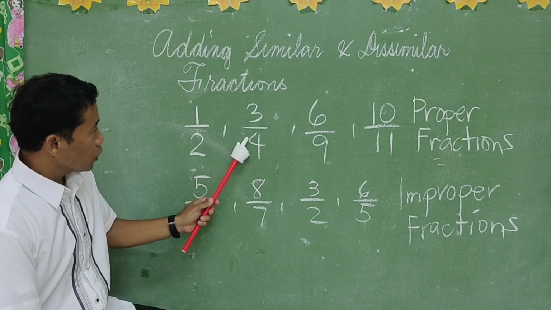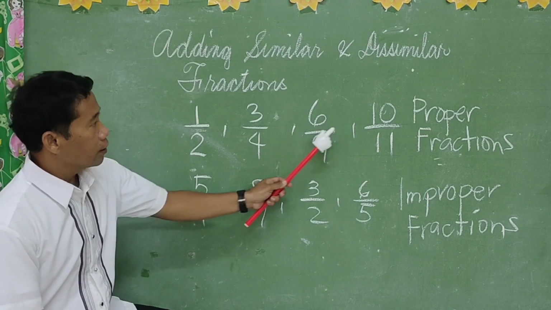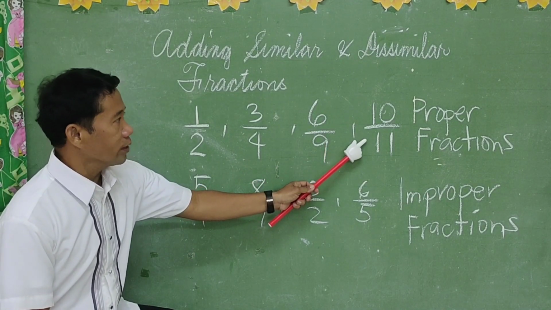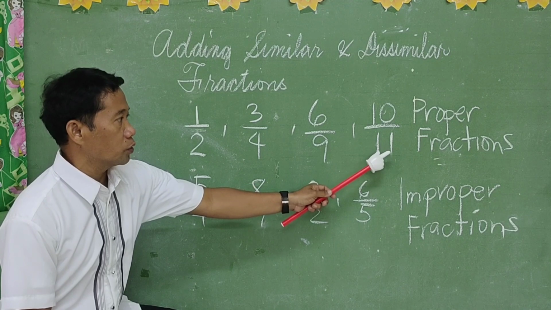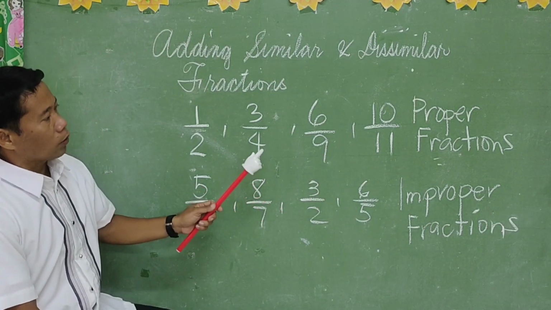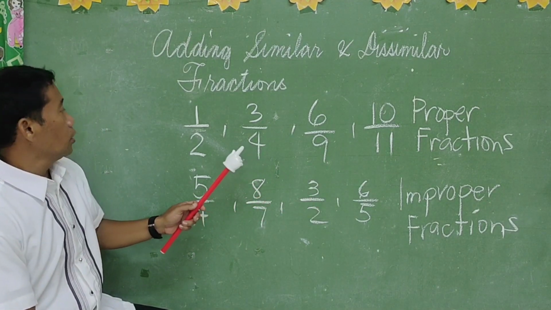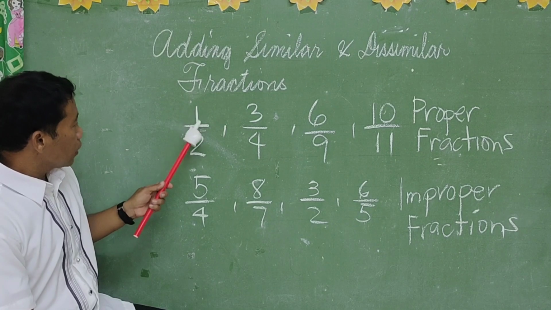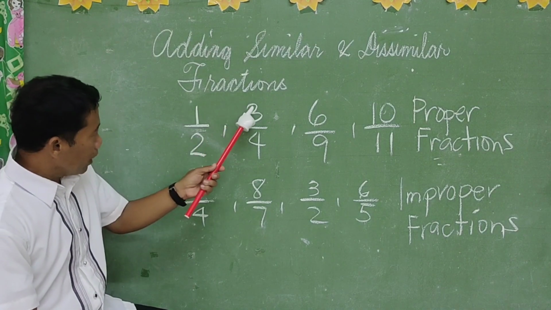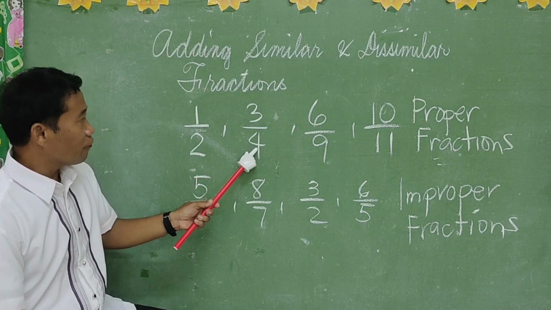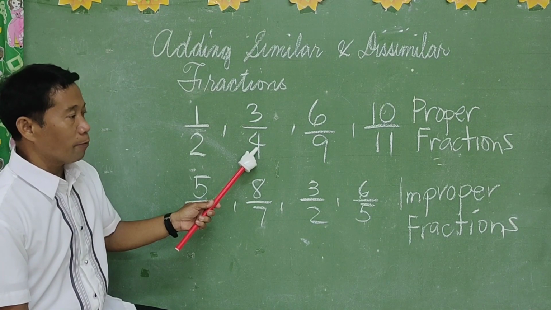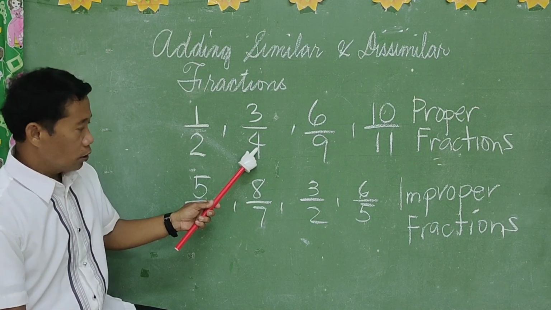1/2, 3/4, 6/9, 10/11 are called proper fractions. Unsay ilahanan nganong matawag nato sila og proper fractions? Kung gamay diri, dako sa ubos, gamay diri, dako sa ubos, that fraction is called a proper fraction.